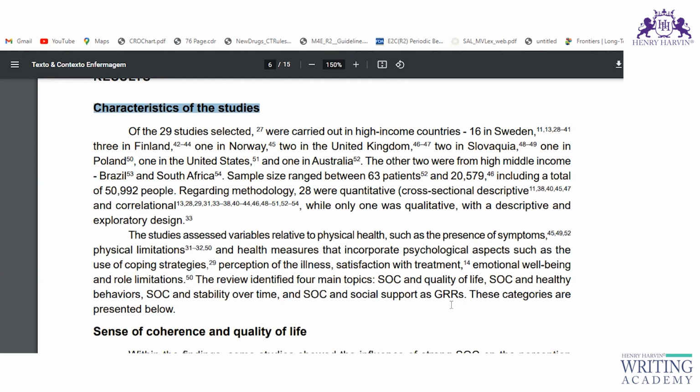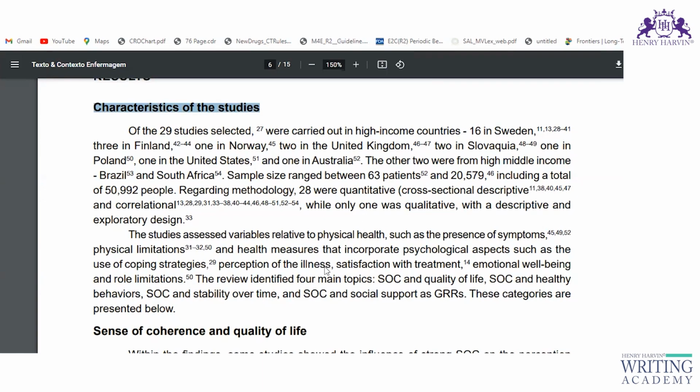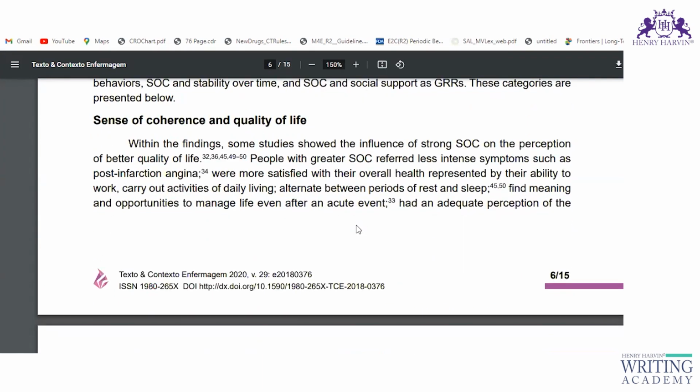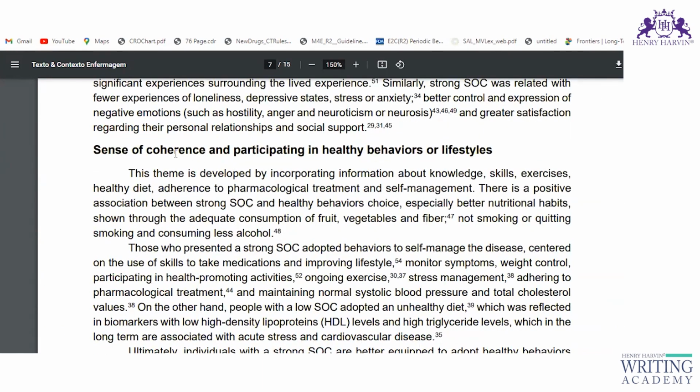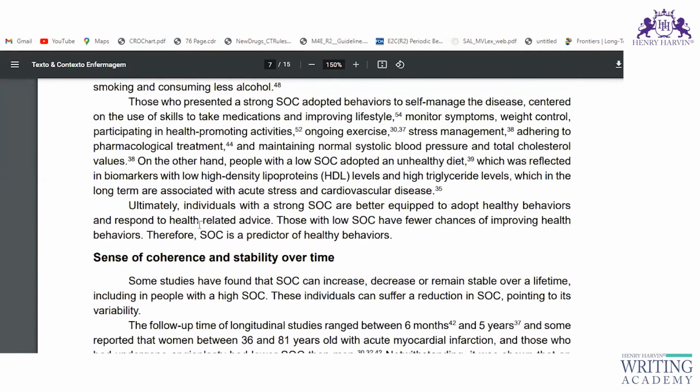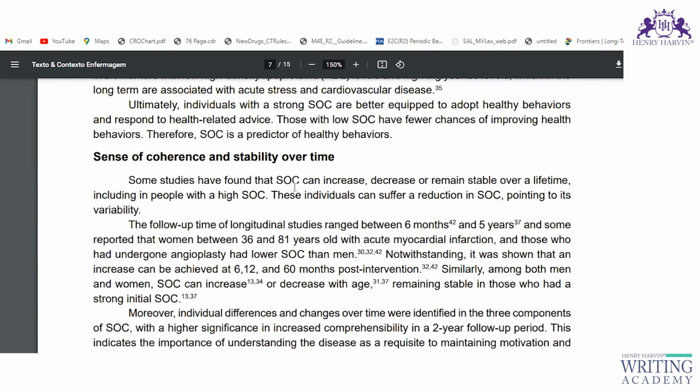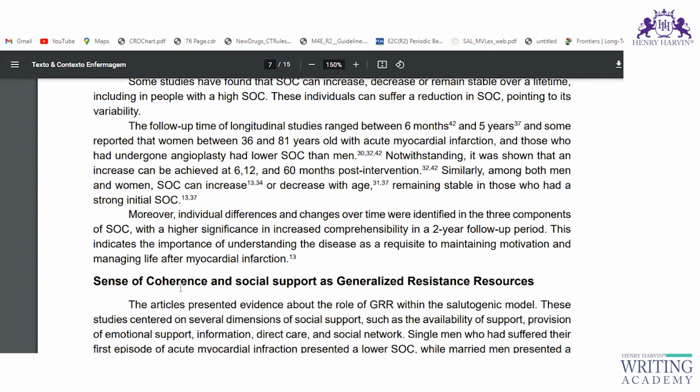Main characteristics means what are the important findings, or on what methodology those studies are based. There are four characteristics which are considered by the author here: sense of coherence and quality of life, sense of coherence and participating in healthy behaviors or lifestyles, then sense of coherence and stability over time, then sense of coherence and social support as generalized resistance resources.